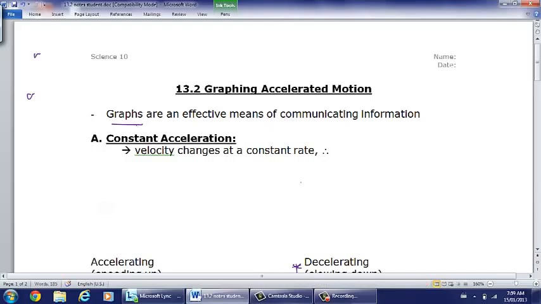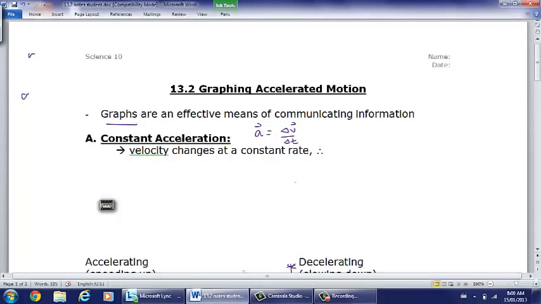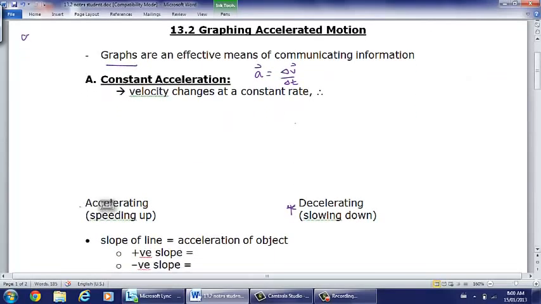We're going to look first at constant acceleration. So remember that acceleration is the rate of change in velocity. So acceleration equals change in velocity over change in time. If velocity is changing at a constant rate, as represented by constant acceleration, it can be doing so in one of two ways. Either accelerating, so speeding up, or decelerating, slowing down. We're going to draw velocity versus time graphs for both of these scenarios.